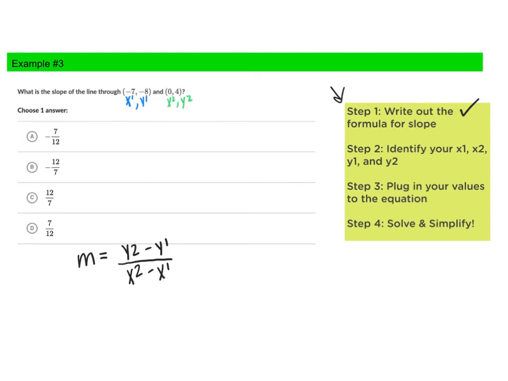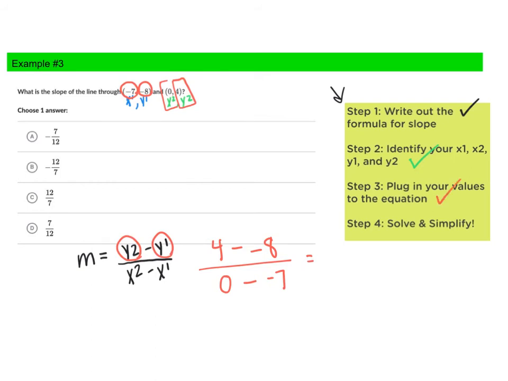And now that I've identified those, I'm going to move on to step 3, where I'm just going to plug those numbers into my formula. So the first thing I'm looking for is y2. Well, here was my y2. It was a 4, so I'm starting with 4. Minus y1. My y1 was a -8. And I'm done with my top. On the bottom, I have x2. Here is my x2, 0. Minus x1, -7.